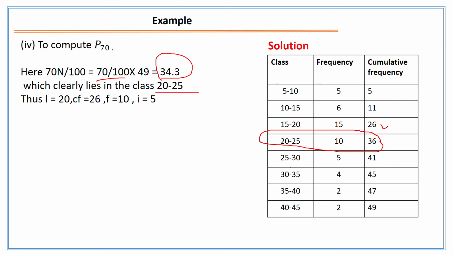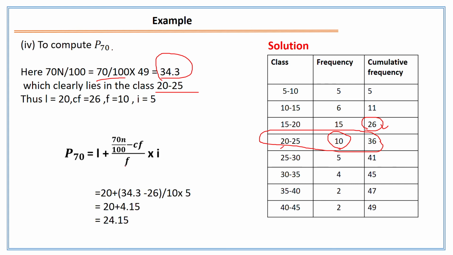Here L is 20, the lower limit of the class. CF is 26, the cumulative frequency one class before the percentile 70 class. Frequency of that class itself is 10 and I is 5. So P70 equals L plus 70 by 100 into N minus CF upon F into I. So 20 plus 34.3 minus 26 upon 10 into 5, 20 plus 4.15, which is 24.15. P70 is 24.15.